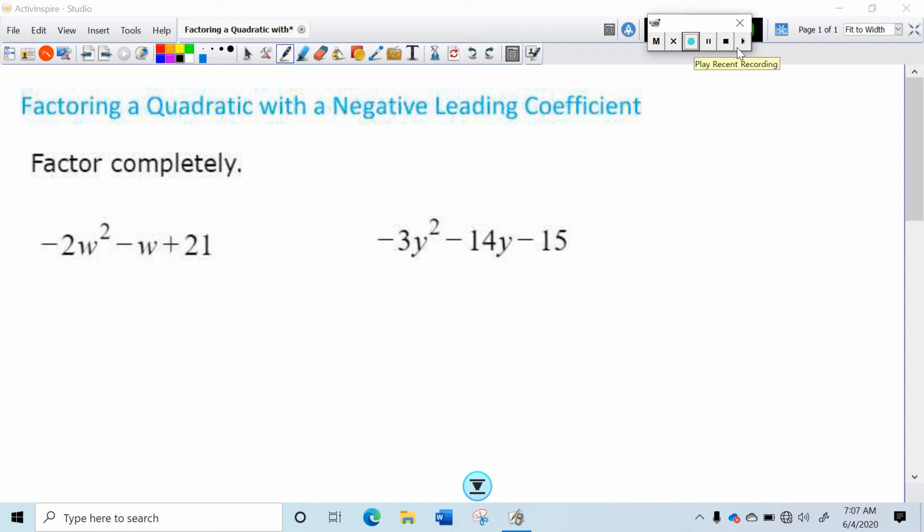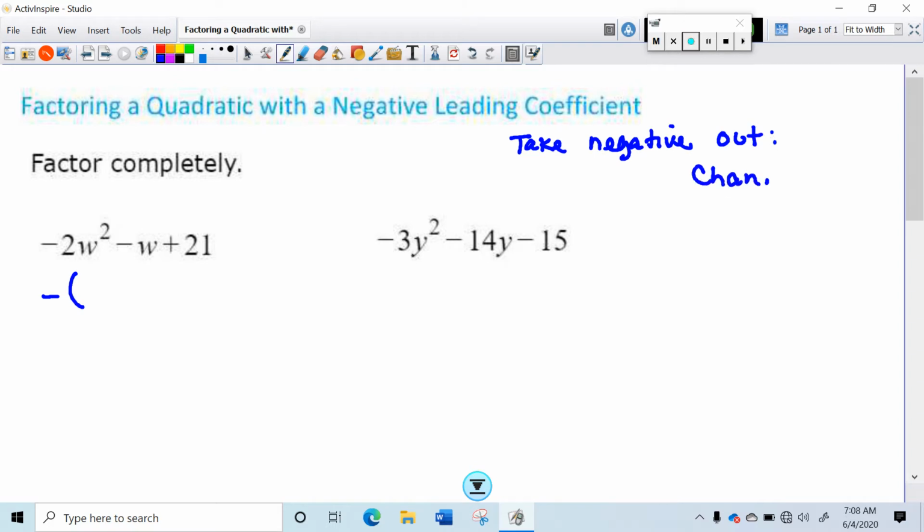Factoring a quadratic with a negative leading coefficient, we want the squared term, whatever number's in front of that, to be positive. So since it's not positive, I'm going to take the negative out. When I take the negative out, I change the signs. I change all signs.